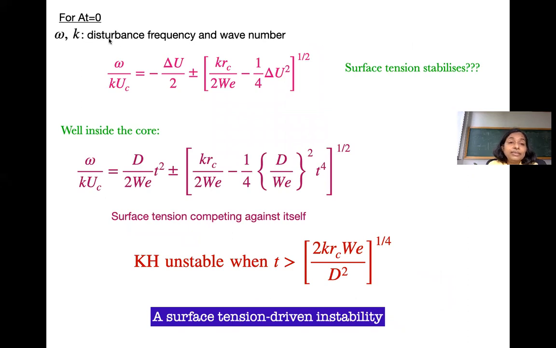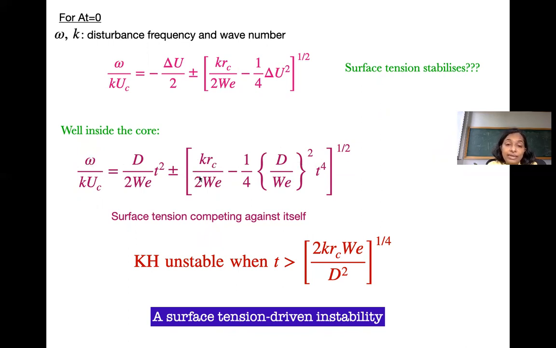So omega is the disturbance frequency, k is the disturbance wave number, and we impose this disturbance and we ask if it grows or decays, and growth is given by the sign of omega I. So if the imaginary part of the frequency is greater than 0, you can get instability. That means that now inside the core, this quantity which is inside the square root should be negative, only then I'll get an imaginary part. So then if this thing is negative, I get growth.